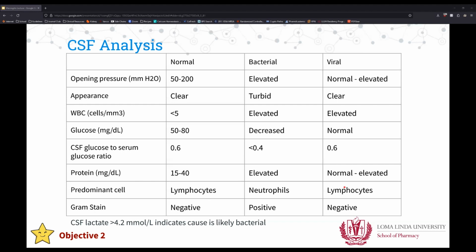And then if we were to gram stain a completely sterile CSF fluid, that is going to come out negative, where you shouldn't be able to gram stain out any organism. However, that is going to be the same case if it is viral. A gram stain will not determine or detect anything. However, if it is bacterial, you are going to either see gram positive or gram negative organisms. So you will find something there. And then of note, a CSF lactate greater than 4.2 millimoles per liter is also going to indicate that it is likely a bacterial etiology.